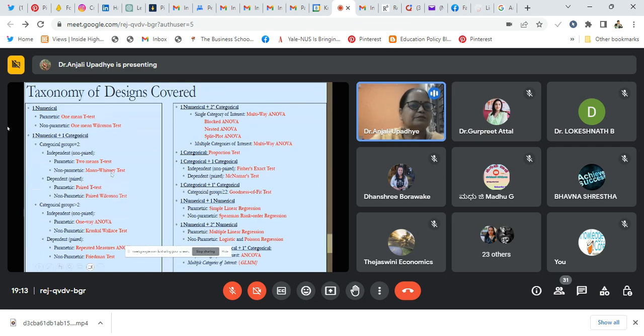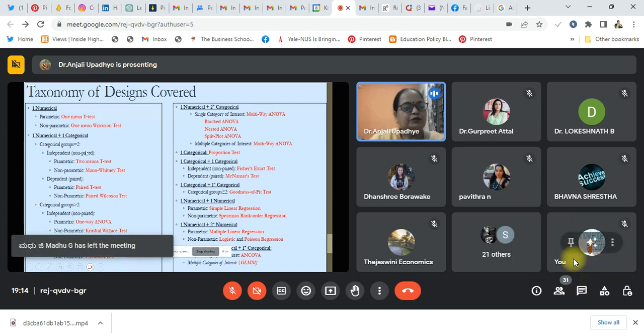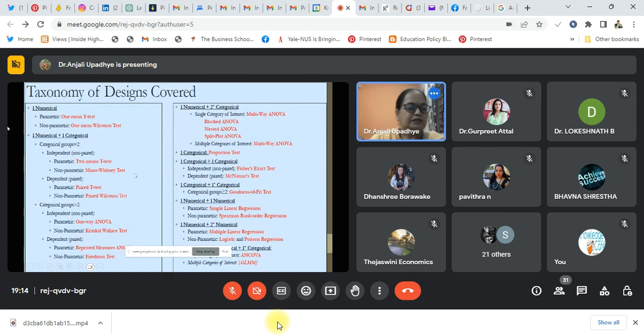Again, suppose here is the example that one numerical variable is there and one categorical variable is there. Categorical variable groups are two. Now the variables are independent, non-paired. Then I am going to use the comparative two-mean test if normality is proved. Again, if normality is not proved, then I will use the Mann-Whitney test. Suppose my parameters are dependent, then I'm going to use a paired t-test or a paired Wilcoxon test. This is all the taxonomy of the designs covered.